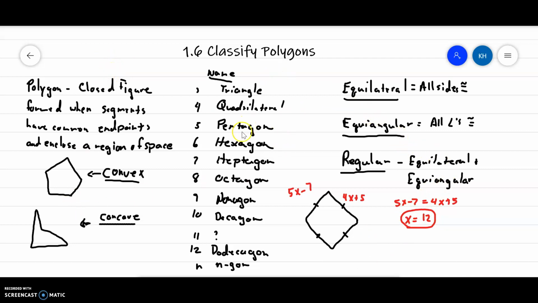So that's the types of things that you're going to see. Most of it is just classifying, looking at the picture and identifying what kind of object it is, if it's a regular octagon or an equilateral octagon or equiangular heptagon or whatever it might be. That's what I have for section 6. Pretty simple stuff in the most part, just looking at names and such.